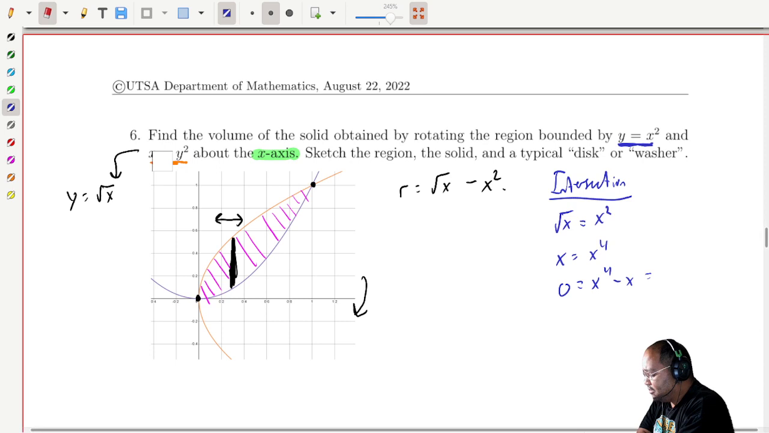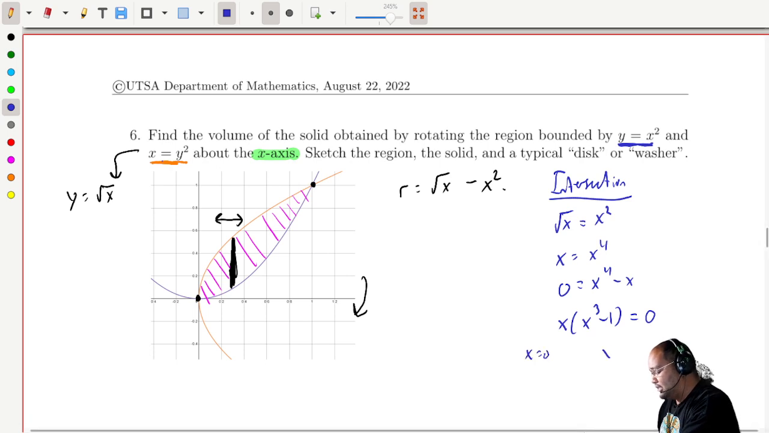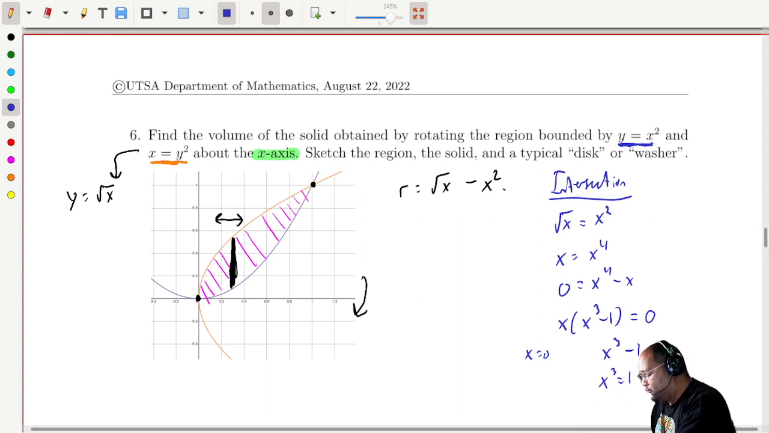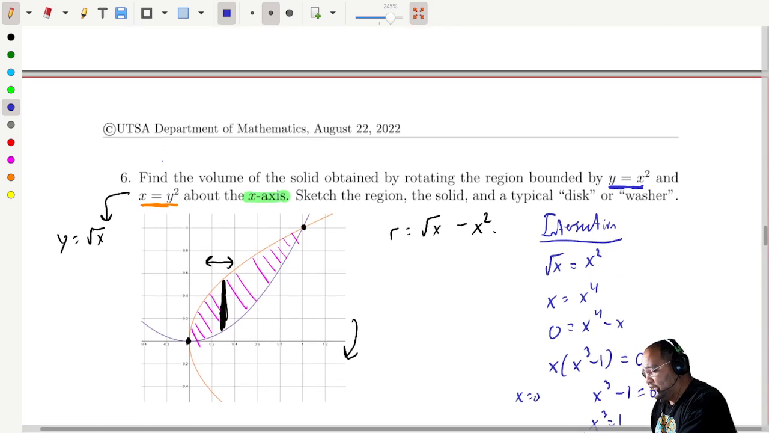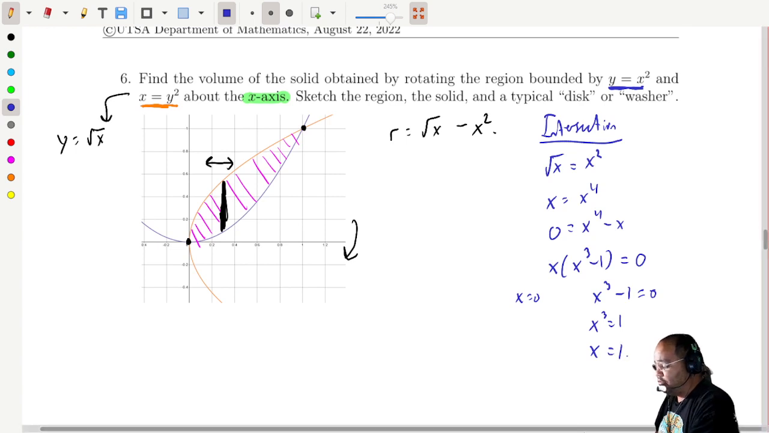And I can factor out a common x there. So I have x times (x cubed minus 1) equals 0. Certainly x equals 0 is an intersection point. Now we've got to contend with x cubed minus 1 equals 0, which we could factor using the difference of cubes formula, or because this is just a single thing in x equals a number, x cubed equals 1. When we take cube roots, we get x equals 1. So right there, we get our two intersection points, and now we are ready to set up our integral.